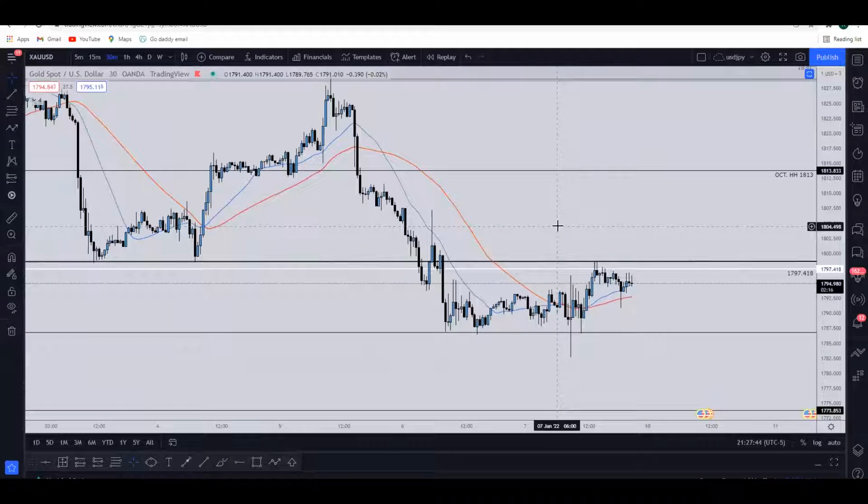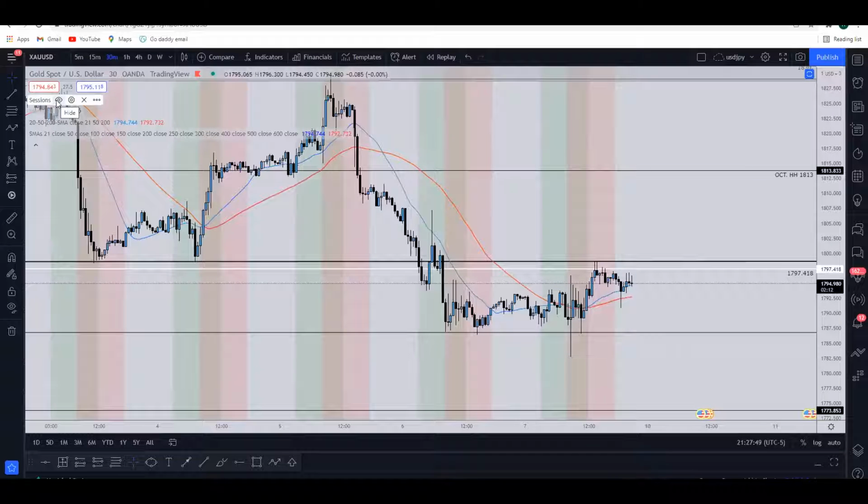It was near the session, I think. It was around 6 a.m. So just looking at 30 minutes and the zones, basically, and waiting for something for the continuation.